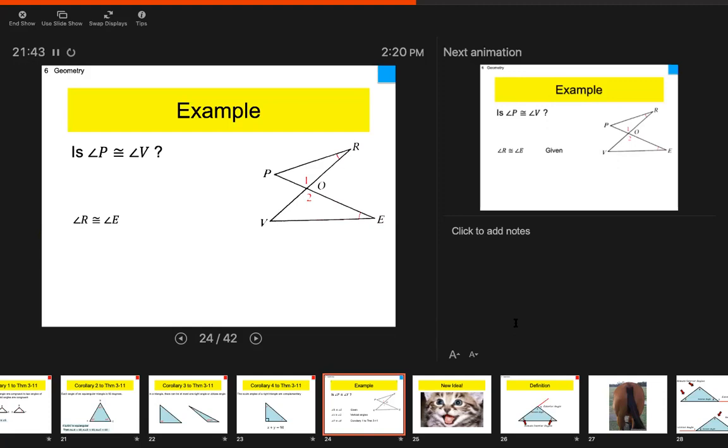All right, Anna, give me something else you see from the picture. Angle 1 is vertical to angle 2, so therefore they must be congruent. Okay, so that's also part of the given. Vertical angles are congruent. Are we doing another proof? We are doing a proof, but I didn't put it in the form of a proof. Okay. So why is P congruent to V?